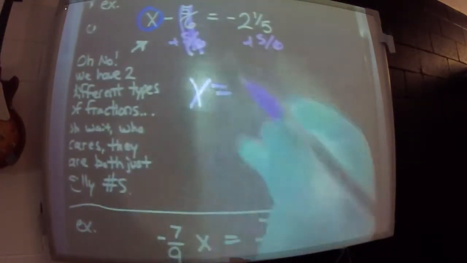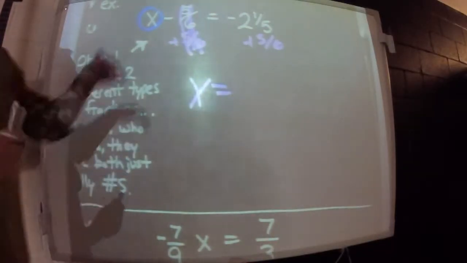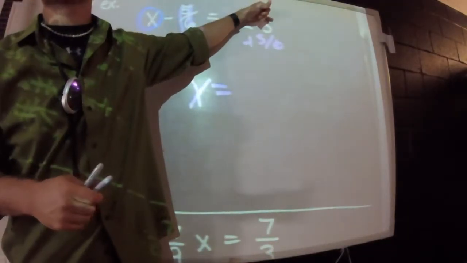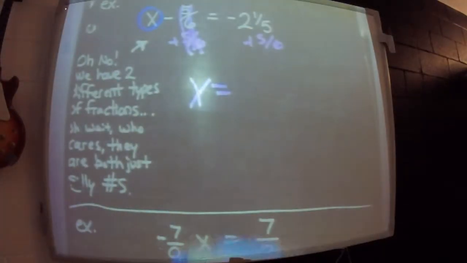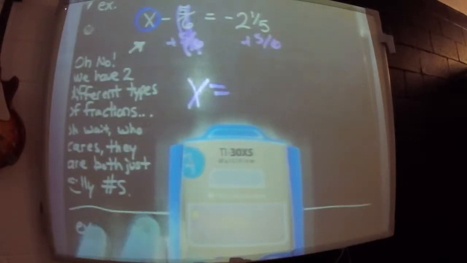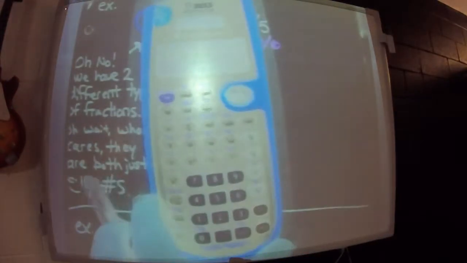X equals, in my calculator what I'm going to do is put negative 2 1/5 plus 5/6 and see what I get. Negative 1 and 11/30, or well, at first, what does it say? Negative 41 over 30. I thought it said negative 1 and 11/30. Yeah, that's what I got.